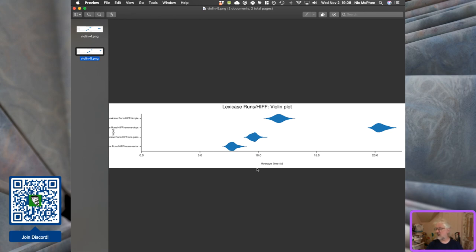Here, this is 10 seconds for a run for this middling guy. And here, this is maybe 5.5 seconds a run. So count ones is faster than hiff. This is not entirely surprising to me, as somebody who knows the two problems. But as I was saying, this is the standard lexicase. This is the lexicase with the duplicate removal taken out, and that speeds things up.